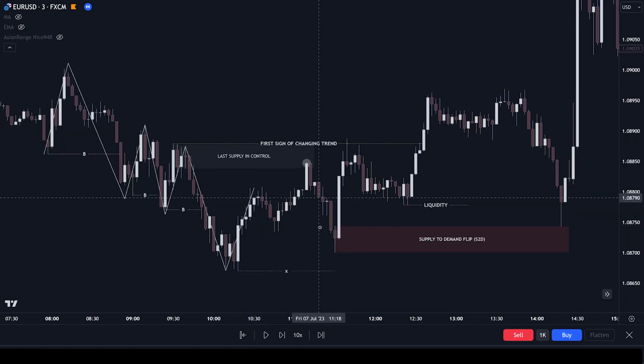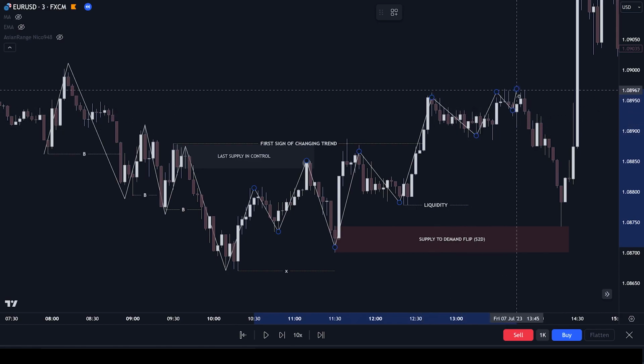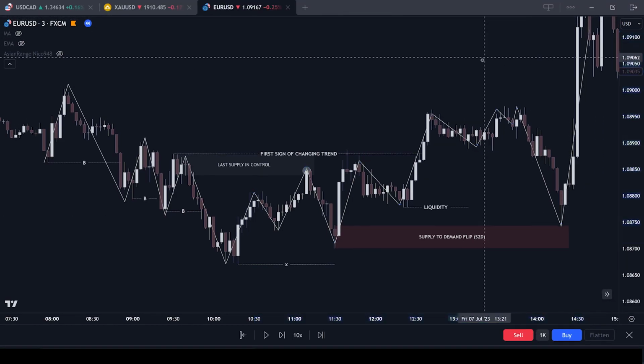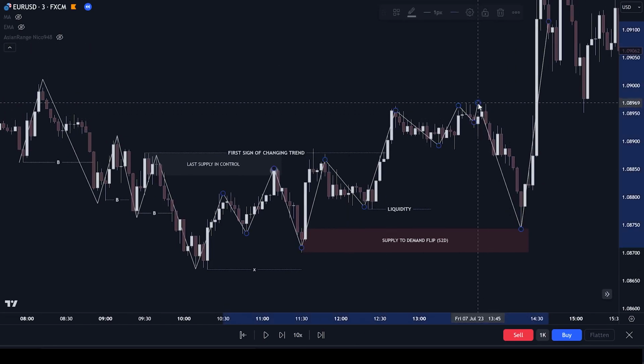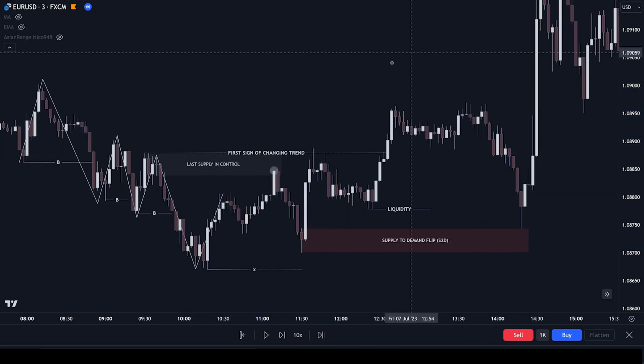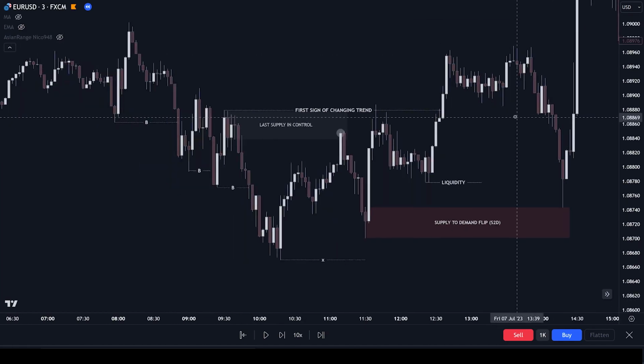That suggests that the price could be changing. And here, as we can see, we have the first sign of a changing trend. After that, price builds liquidity in order to come back into the demand that has flipped the previous supply. And as we can see, this is the perfect schematic that we saw before, just with some more highs and lows. But this schematic is clearly visible in many ways, and you can add probabilities to this zone.